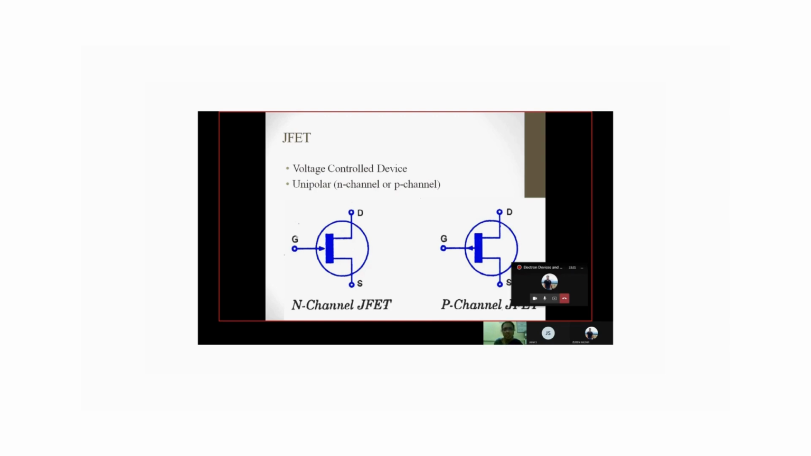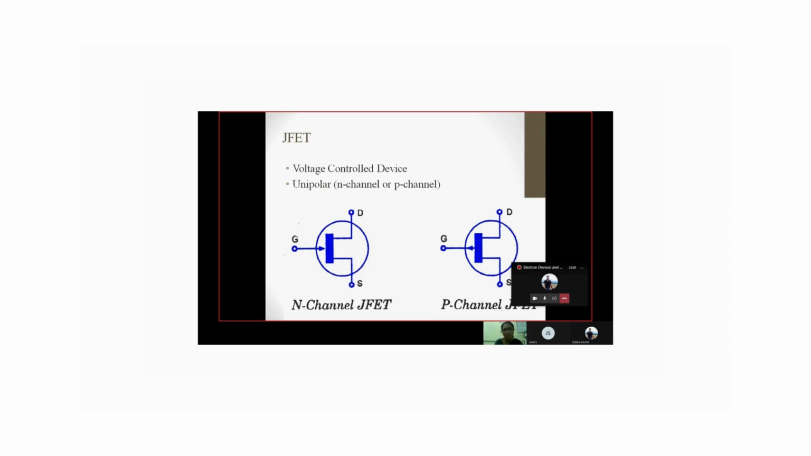I explained to you what a voltage control device is, and it is a unipolar device. The previous device is a bipolar device, bipolar junction transistors, but this is a unipolar device. Here the conduction of current is due to either electrons or holes. In the previous case, in transistors, conduction of current is due to both electrons and holes.